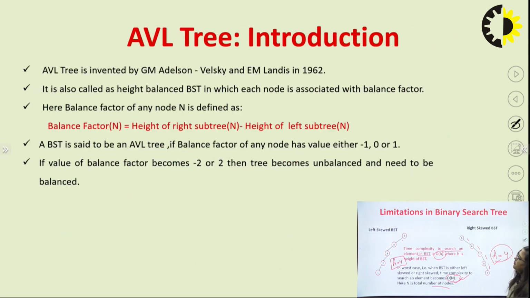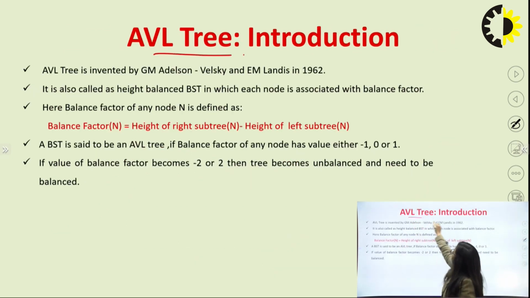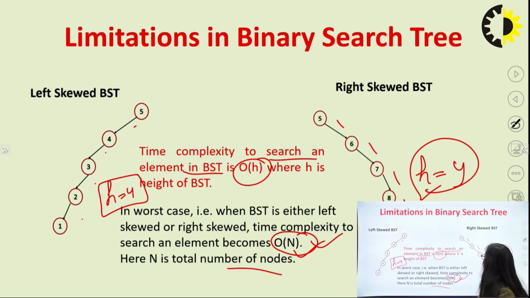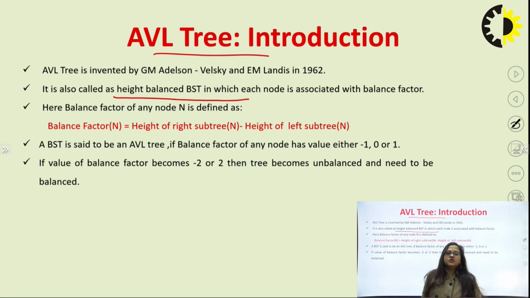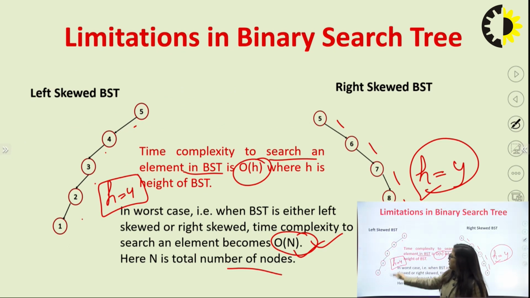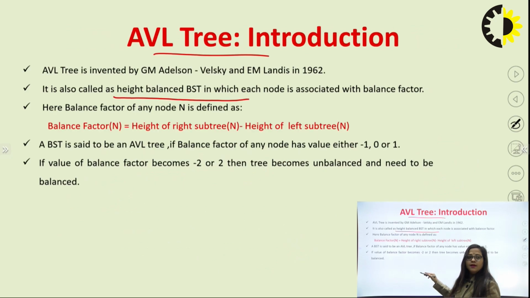Then the next point is the AVL tree. It removes this height problem. AVL is also called a height balanced BST. AVL was invented by G.M. Adelson-Velsky and E.M. Landis in 1962. Height balanced BST like this. Here the height is 4, so complexity also increases here. This is removed by AVL.